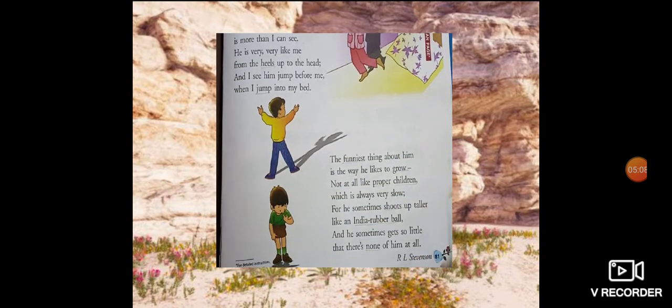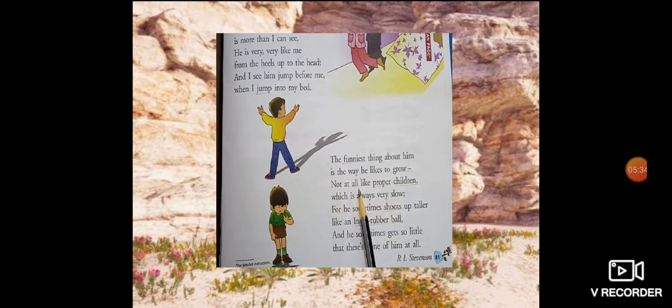Next, the funniest thing about him is the way he likes to grow. The funniest thing about him is the way he likes to grow. What is the funniest thing here? The funniest thing about him, about that shadow. What is that? It is the way he likes to grow. How is it growing?